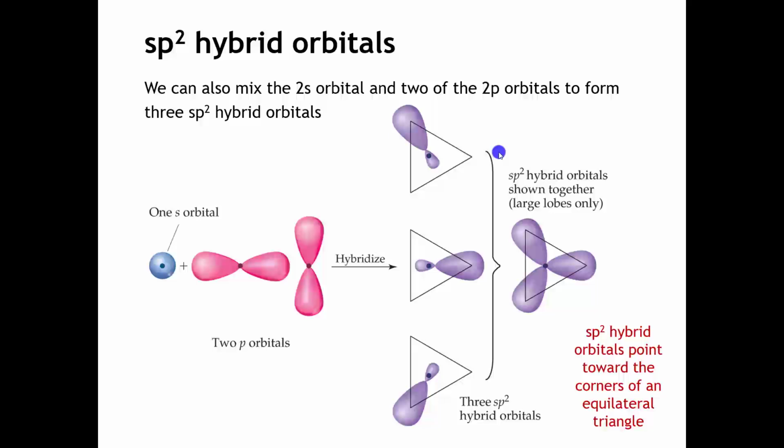What about if we mix together three orbitals? Specifically, an s orbital and two of the p orbitals. If we mix those three orbitals together, we get something called an sp2 hybrid orbital. It looks kind of like the sp hybrid, with a big lobe on one side and a small lobe on the other. But the key point here is that the large lobes of these sp2 hybrids point toward the corners of an equilateral triangle, which is the perfect geometry if we're going to have a trigonal planar molecule.